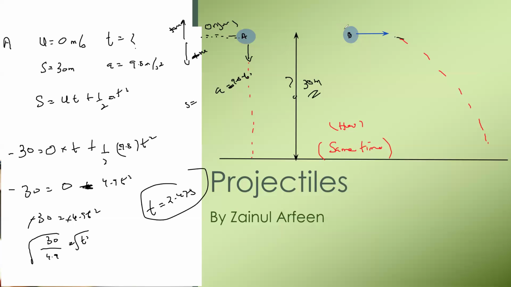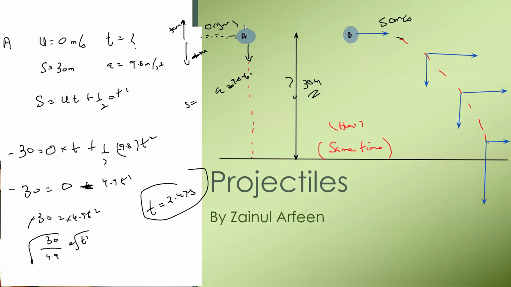Now let's talk about this object. Say I launch this object with a horizontal speed of 50 meters per second. But this object will have two components, the horizontal and the vertical. The horizontal component remains the same throughout the motion. It will remain 50. It won't change at all. But what about the vertical component? The vertical component will increase.